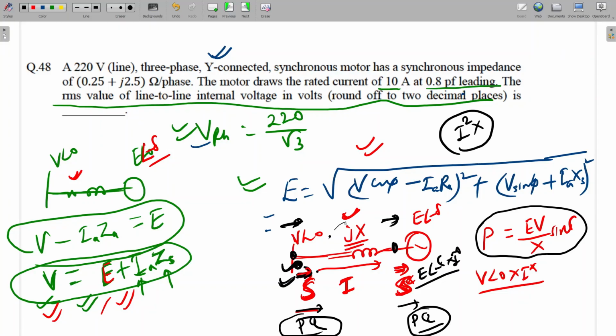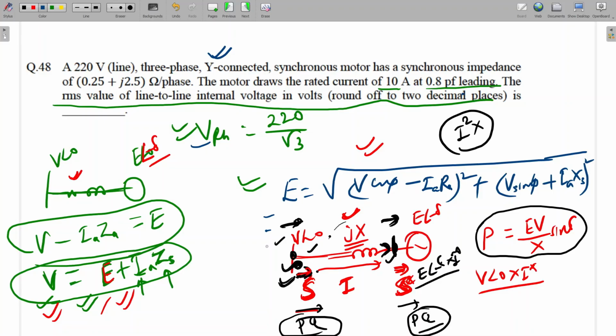Sir, so in node 1 we have to calculate with V angle 0, and in node 2 we have to calculate with E angle minus delta. Yes. Whatever the node is, in that node, whatever current is flowing and whatever the voltage is, that will be considered. So what is the complex power flowing here? That will be E angle minus delta into I. I will be the same here and here, but here the voltage will be V angle 0.